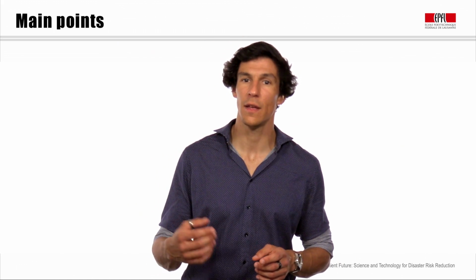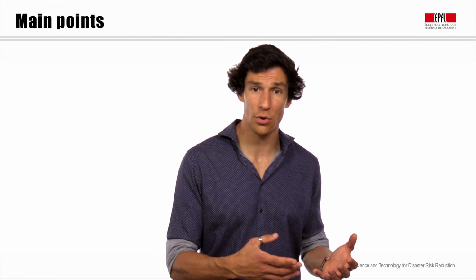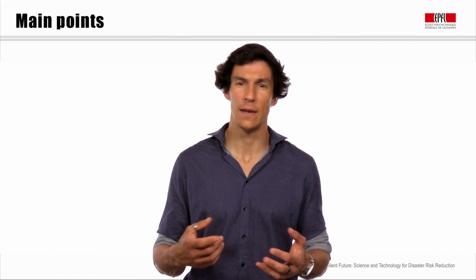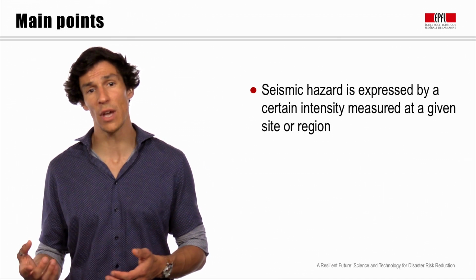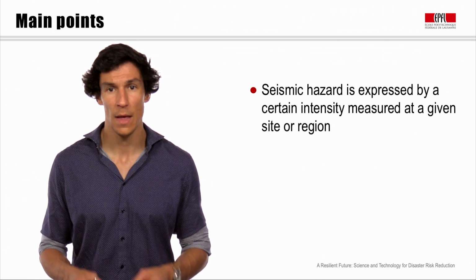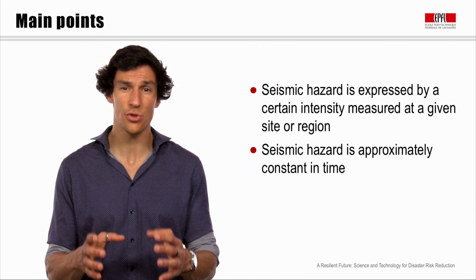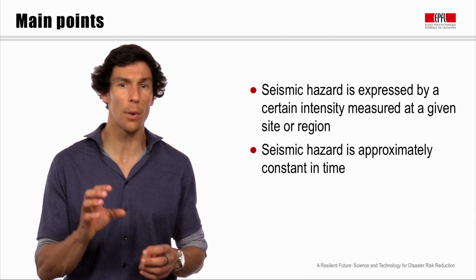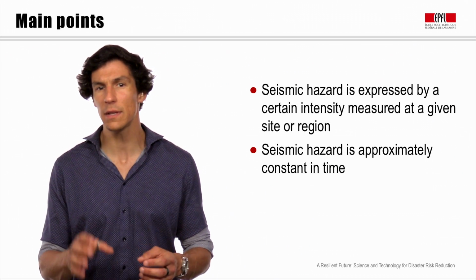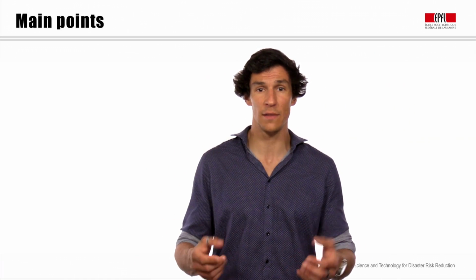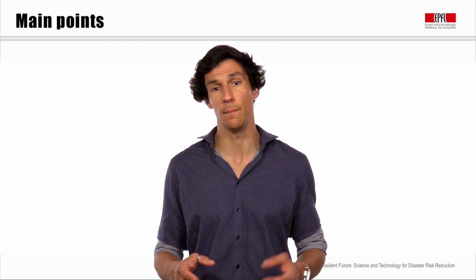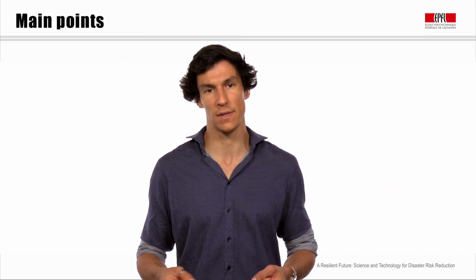In a nutshell, in this video we have seen how earthquakes generate and their waves propagate, how we can record them, and how we can measure their size, namely in terms of magnitude and intensity. Many different intensity measures can be used to express seismic hazard due to ground shaking at a given site or region. Besides, seismic hazard due to natural earthquakes can be characterized probabilistically, and it is approximately constant in time. In other words, the seismic hazard here in Lausanne, where I live, is expected to be approximately the same today or in 100 years' time.